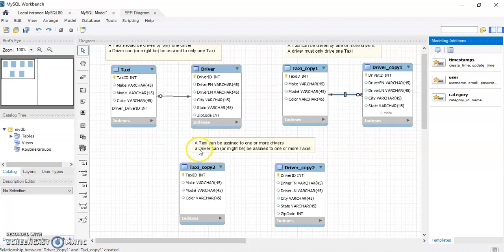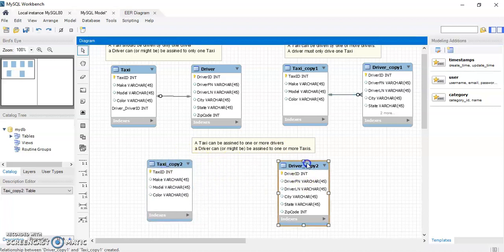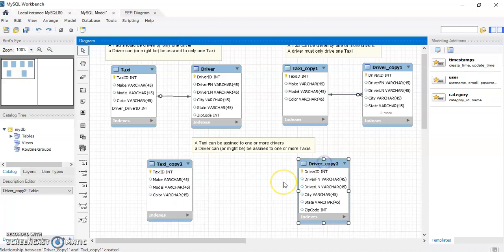All right, so here a taxi can be assigned to one or more drivers. A driver can or might be assigned to one or more taxis. This one here is taxi can have more drivers. A driver can drive more taxis. A many to many is a many to many. And whenever we have a many to many in a database, we need to break it into two one to many relationships. Luckily, Workbench does it for us automatically. We don't have to do it manually.